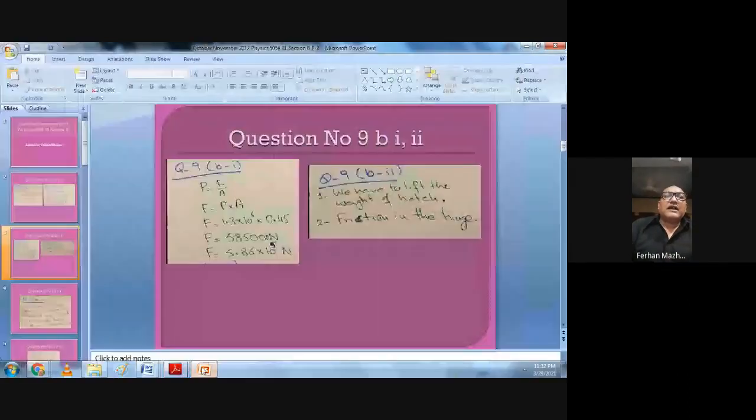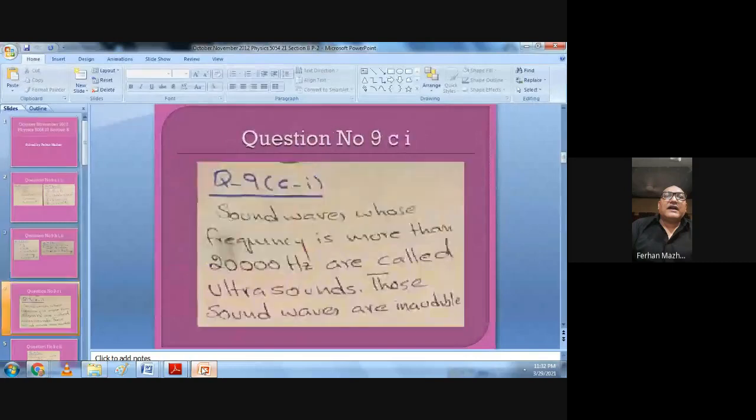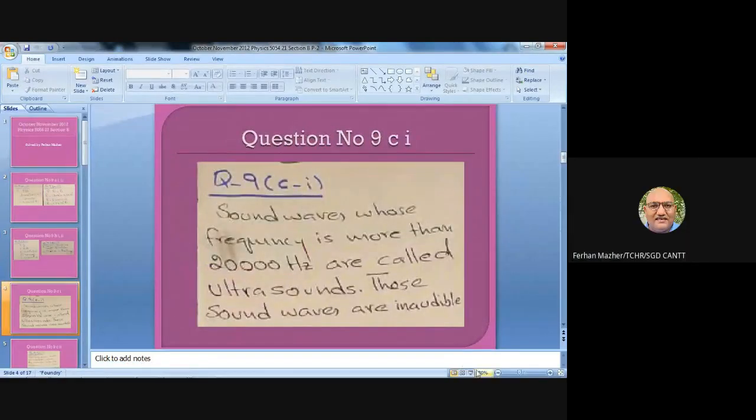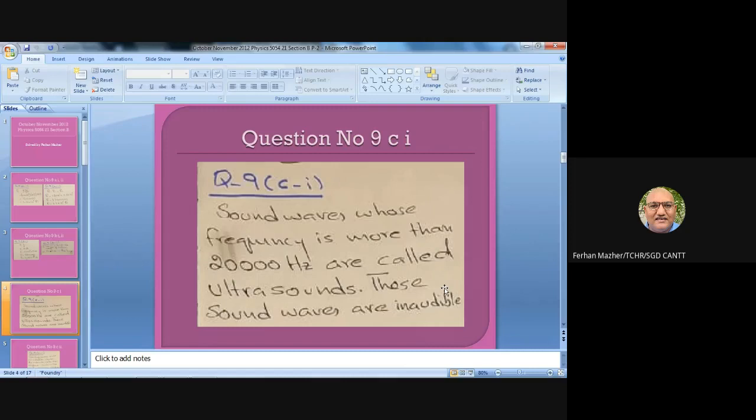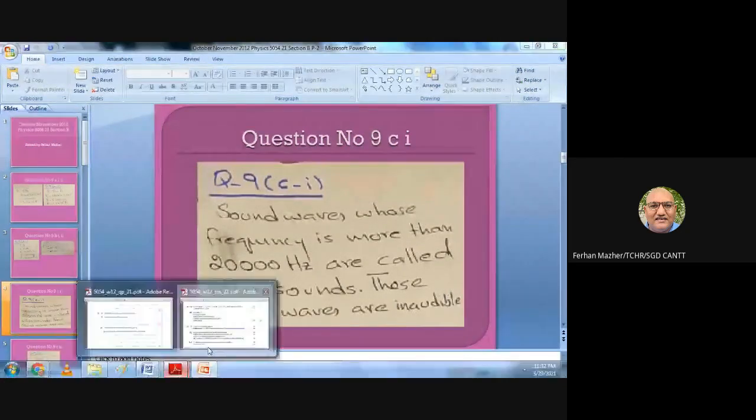I've written this answer. Let me show you. Sound waves whose frequency is more than 20,000 hertz are called ultrasounds. These sound waves are inaudible to humans. To say that it's inaudible to humans is very important. Let me check the marking scheme. What does the marking scheme say?